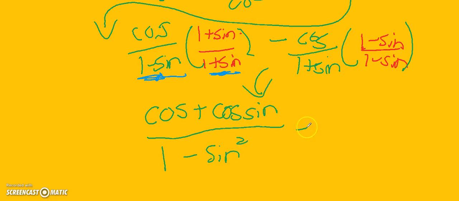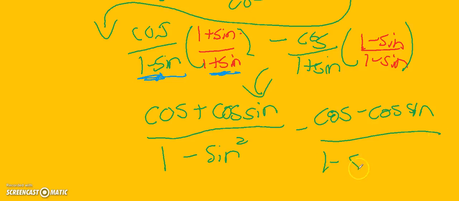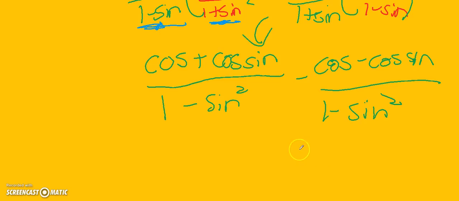And same thing over here, except we have cosine minus cosine times sine, all over, again, 1 minus sine squared. Great, we finally have a common denominator. And now we can simplify.